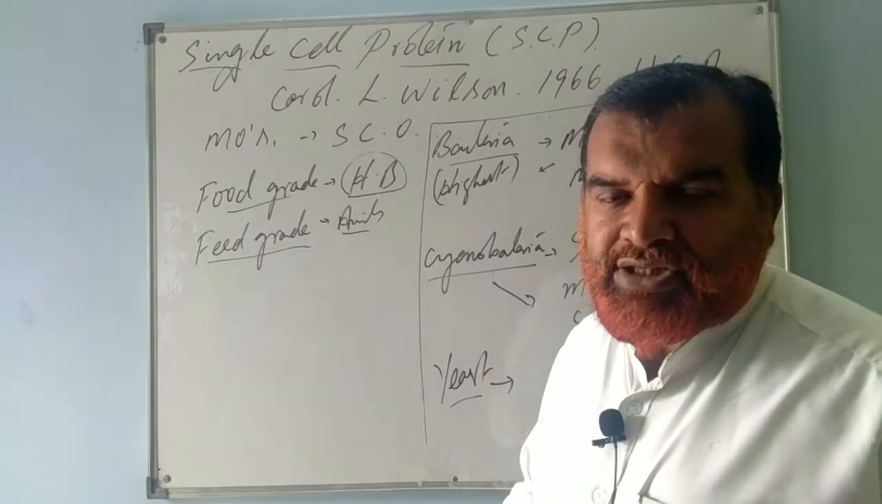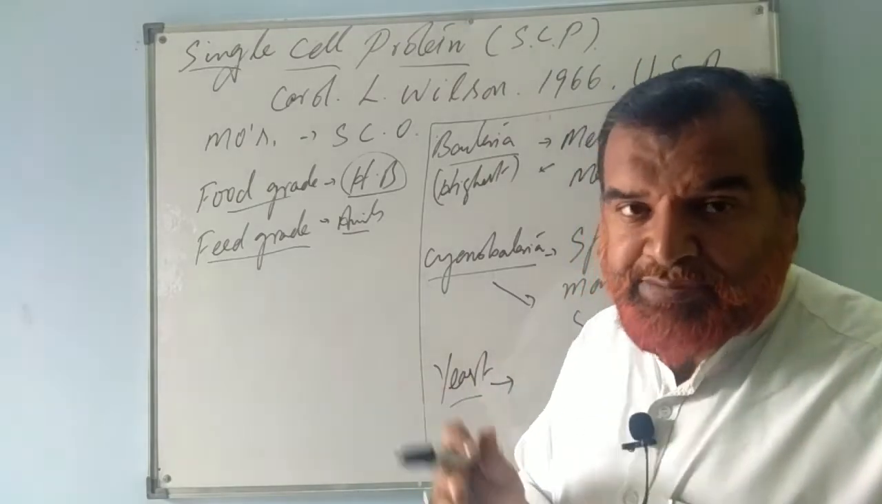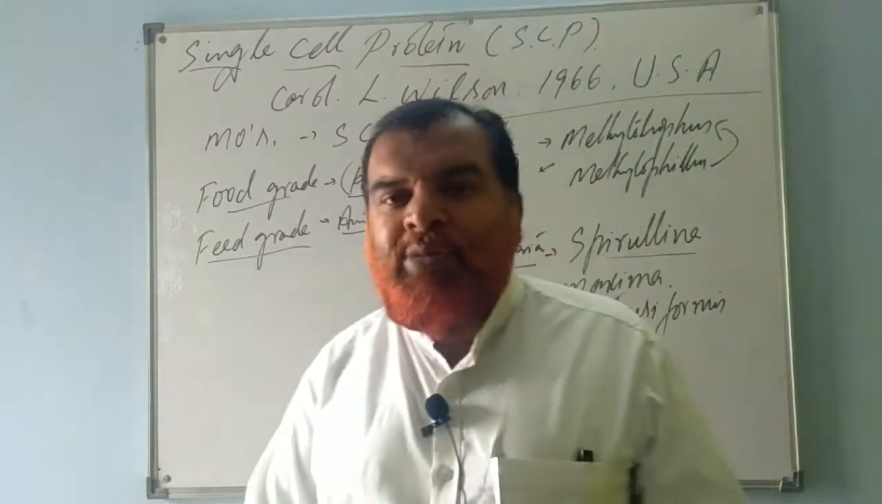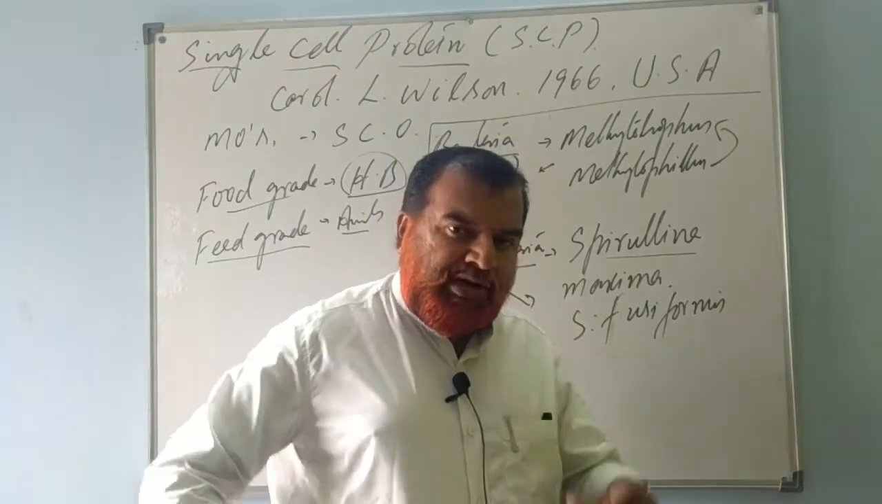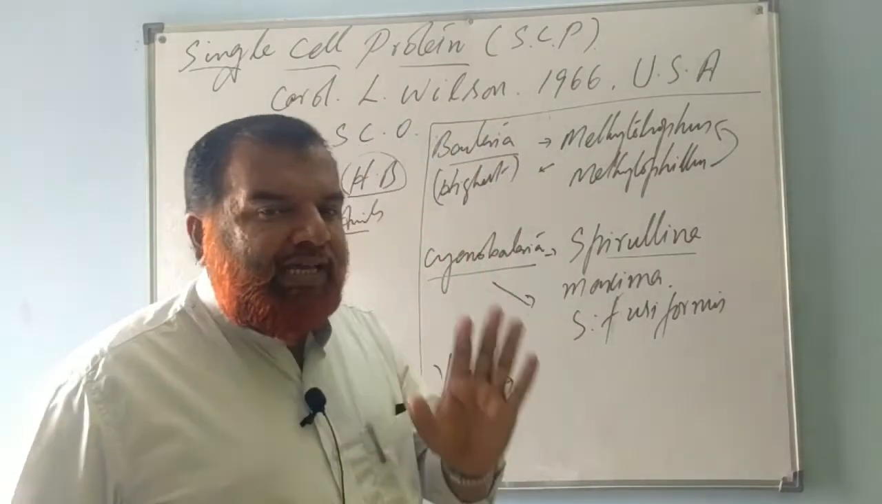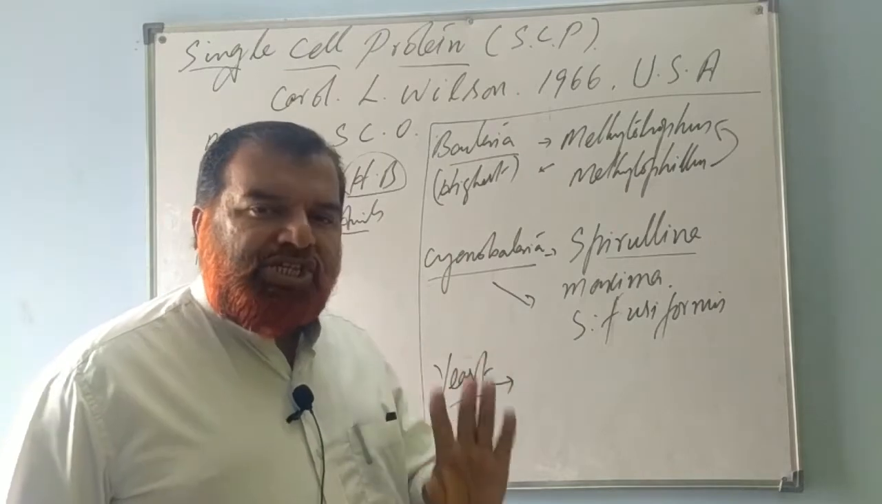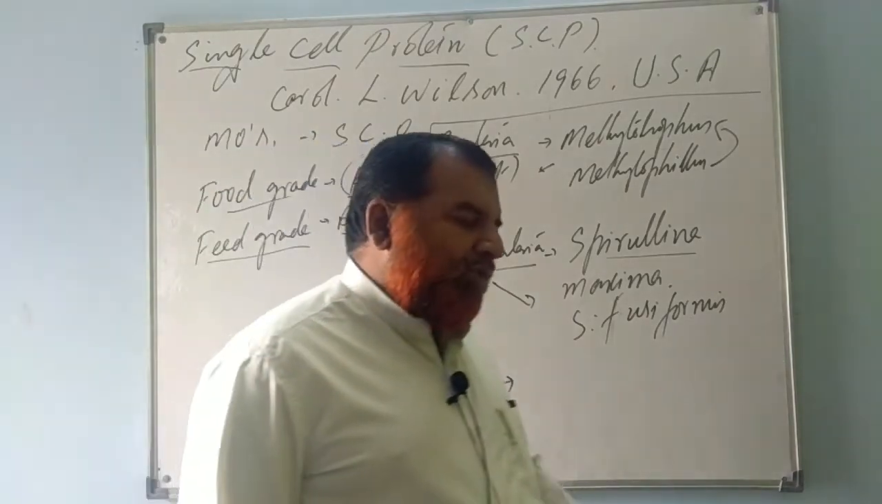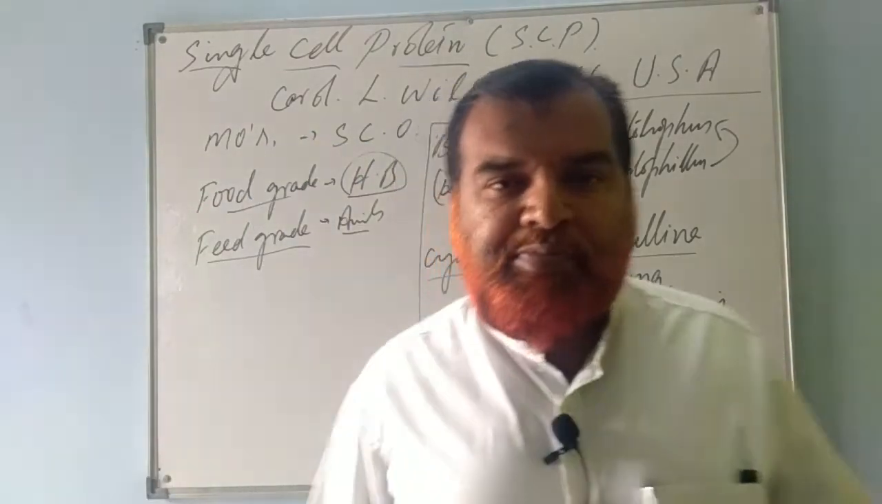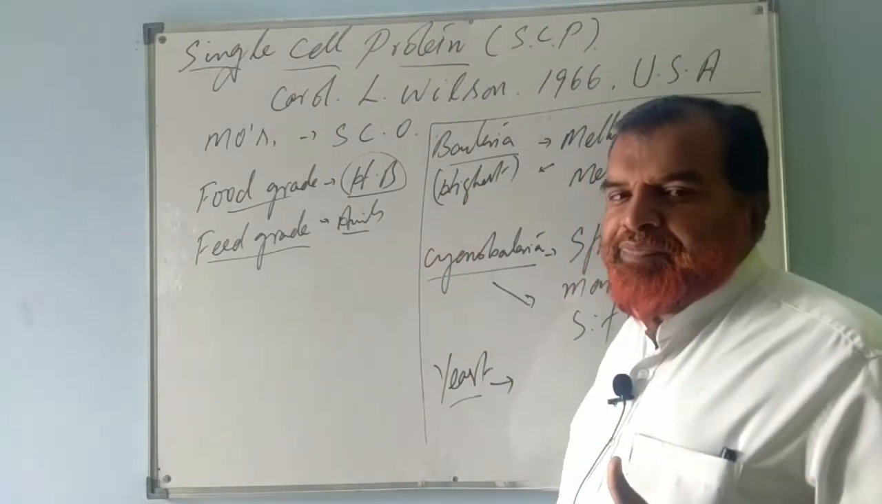There are two types of yeast. One is known as Saccharomyces cerevisiae, commonly known as baker's yeast. In the 10th chapter, microbes in human welfare, you might have studied this. Saccharomyces cerevisiae is commonly known as baker's yeast because it is largely used in the bakery industry for fermented products, right?